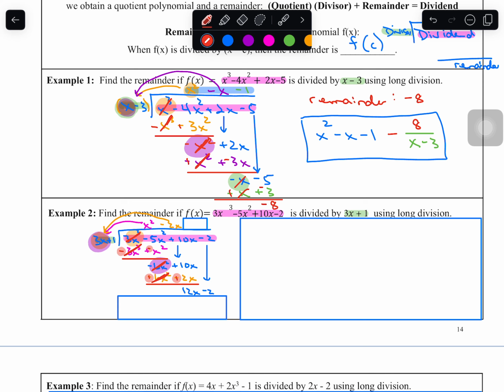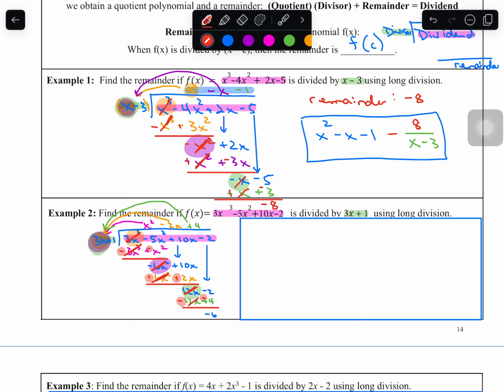So finally, I need to ask myself, what do I need to multiply 3x by to get to 12x? And that answer would be 4. And then I have to do the multiplication. And when I do the multiplication, I end up with 12x plus 4. But like I've said several other times now, both of those signs get changed so that my x's cancel out because I'm subtracting, and then I end up with negative 6.